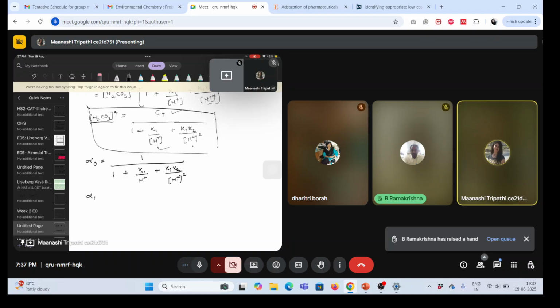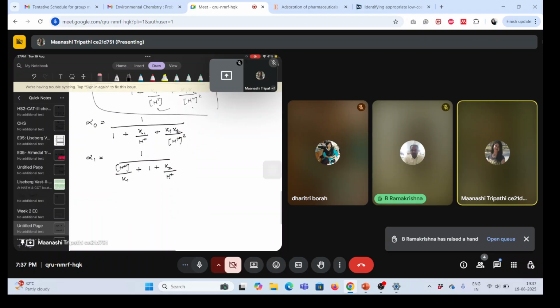What will be the alpha 1? Alpha 1 is equal to 1 upon H plus upon K1, plus 1, plus K2 upon H plus. Similarly, alpha 2 is 1 upon the corresponding expression.